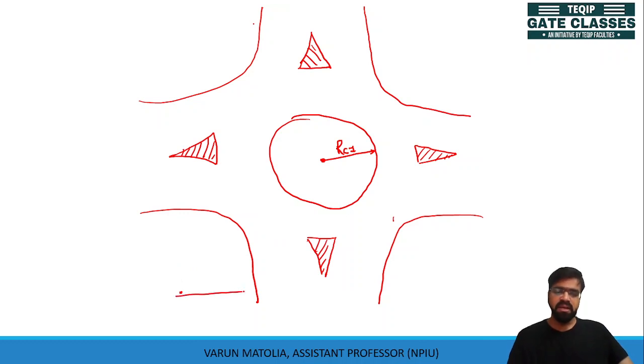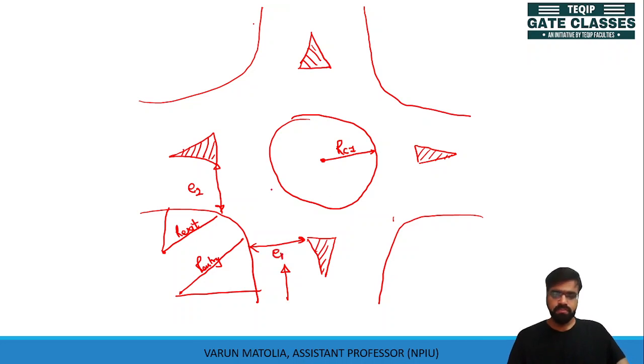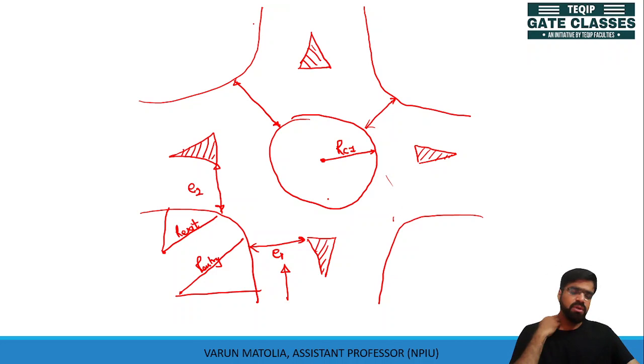This is the entering radius, because vehicle is entering from this route, and this is the exit radius. This is your exit width. Let's call it E2. This is your entering width. Let's call it E1. This space here, you can make it here also, or here also. I'm writing for one direction only. You can imagine it for other directions also.